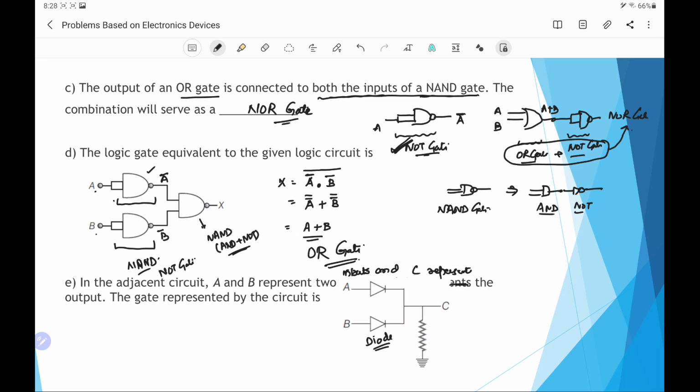Diode has the unidirectional property. That means, if this is P-type semiconductor, this is N-type semiconductor, and if the P-type semiconductor is at higher voltage than the N-type, then it is a forward bias diode. And if P-type is at negative voltage than the N-type, then it is a reverse bias. In forward bias, it gives approximately 0 ohm resistance, and in reverse bias, it gives approximately infinite resistance. That means in forward bias the diode conducts, in reverse bias the diode does not conduct.